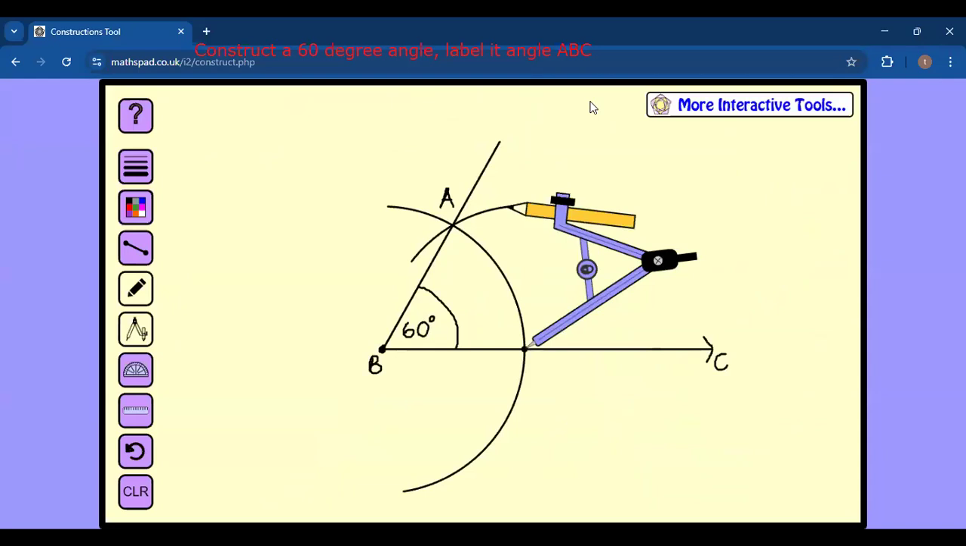All right. This is how you construct a 60-degree angle, ABC. Do y'all understand this or no? Let me know if y'all understand this, please. Someone asked a question: where was the placement of the ruler again?